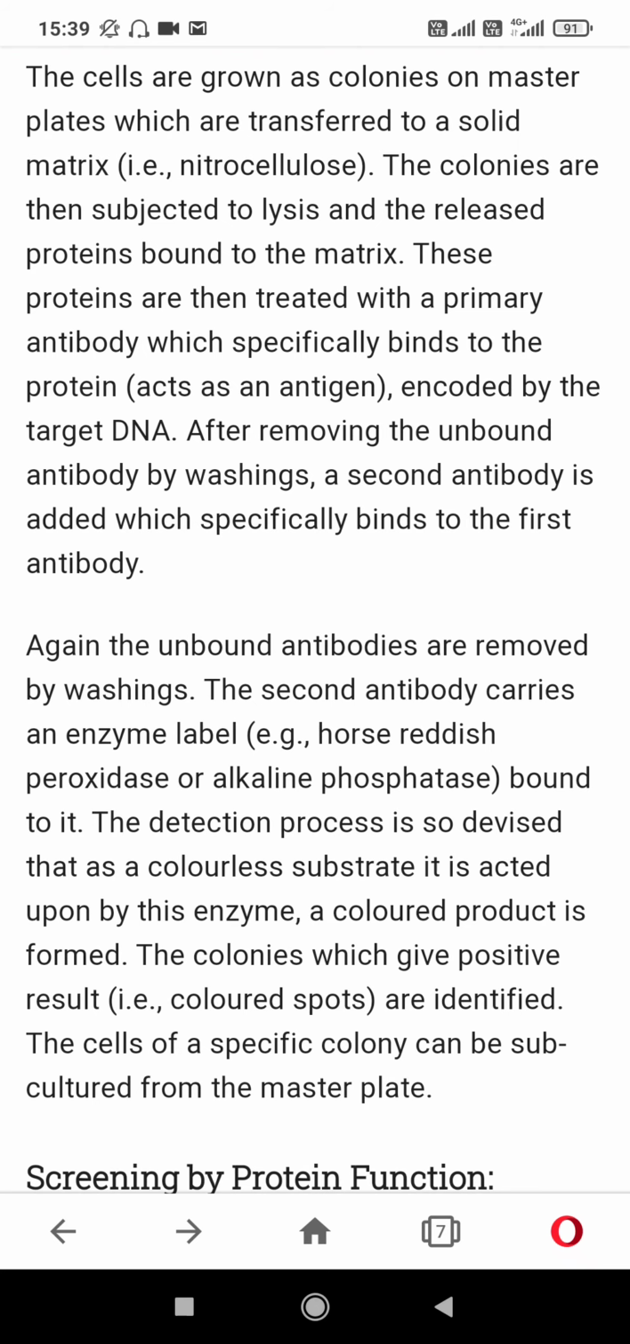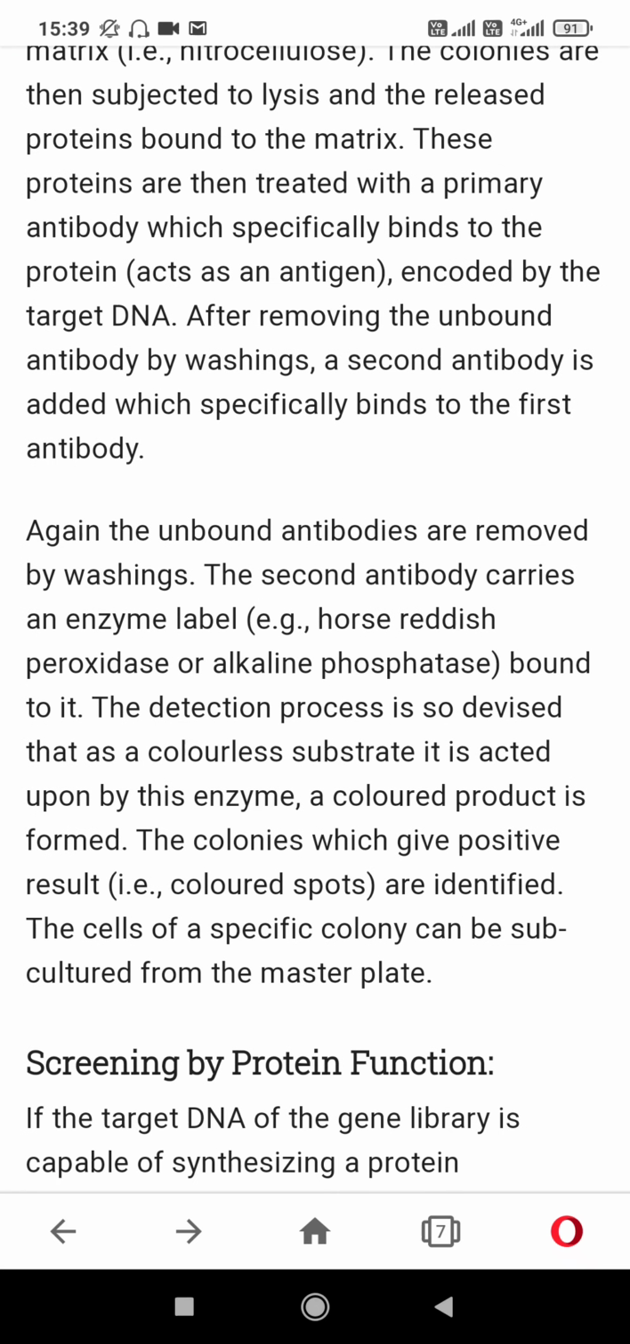Then the detection is devised so that when we give a suitable substrate, that enzyme, which is specific for that substrate, shows its presence in that region of the nitrocellulose membrane. It means the enzyme is tagged to the secondary antibody, which has interacted with the primary antibody, which has interacted with that particular protein.